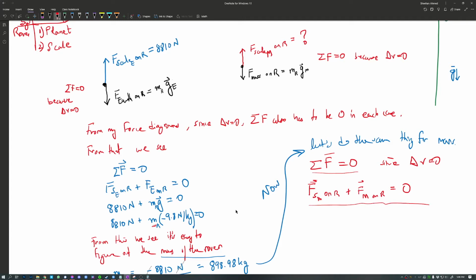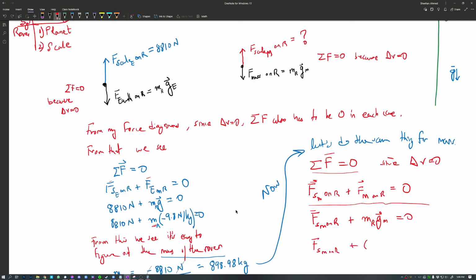Now, what is the force that the scale exerts on the rover? Well, that's our magic number that we need to find out. So I will leave it as it is. Plus, I have the mass of the rover times g on Mars equal to 0. Notice everything is still vectors. Vector, vector. Okay. This one still stays over here as it is.